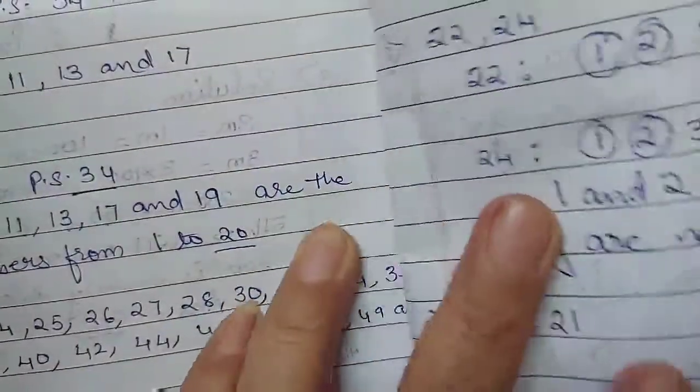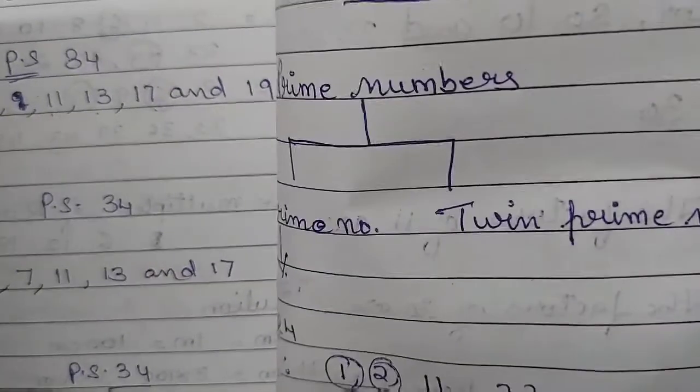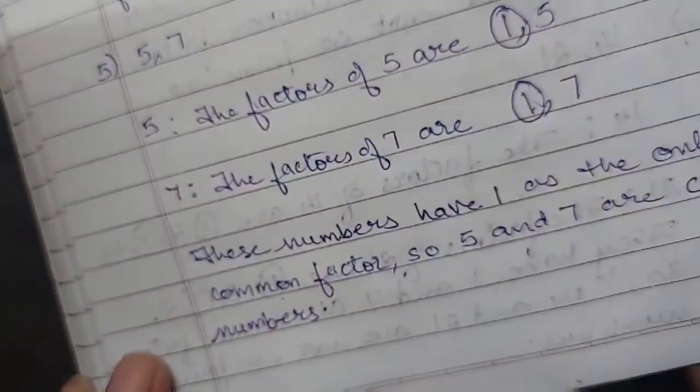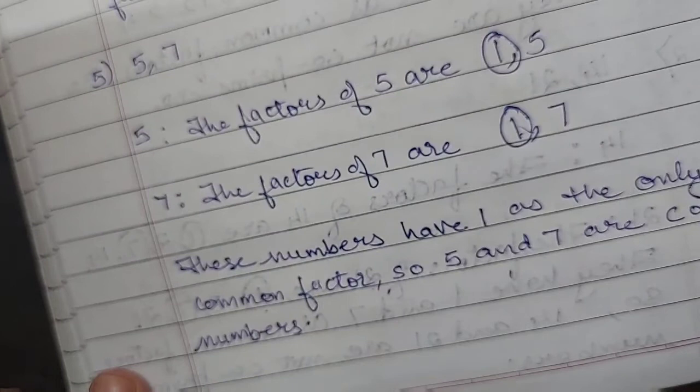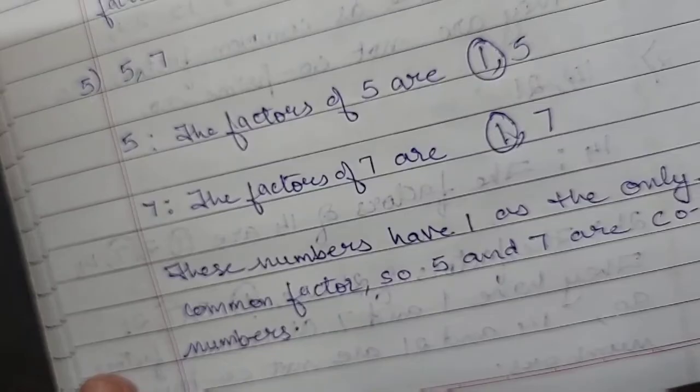Now here I told you there are twin prime numbers also. You can see co-prime numbers and twin prime numbers. Now 5 and 7 are twin prime numbers also. How? It has one number in between. The alternate number is prime. 5 is a prime number, 6 is missing, and 7 is a prime number again. So these numbers can also be called twin prime numbers, which we are going to learn further.